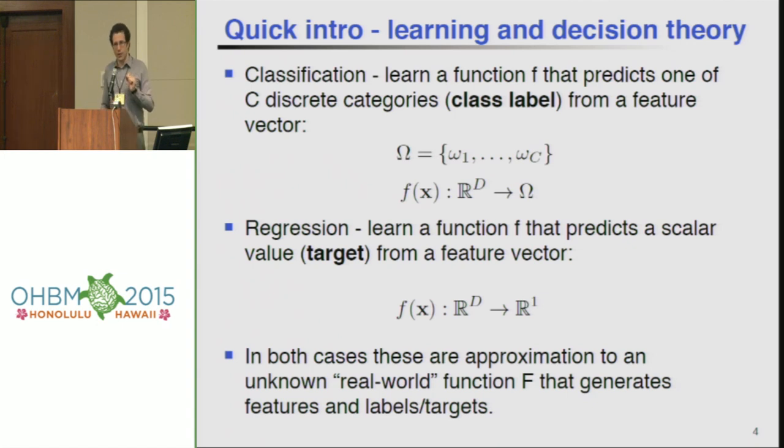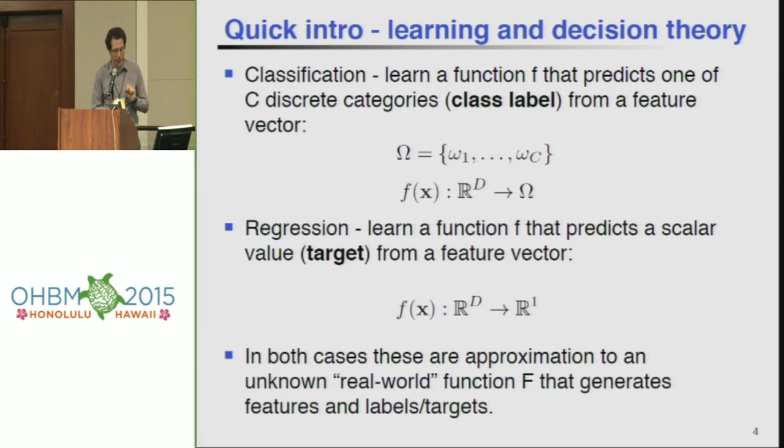But in both cases, what this is trying to do is approximate a real-world function, capital F, that spits out data. But we don't know what this function is. Somewhere in the ideal world, there is a function that generates data. We don't know what it is, and we're trying to approximate it. Okay? So we don't have access to that.